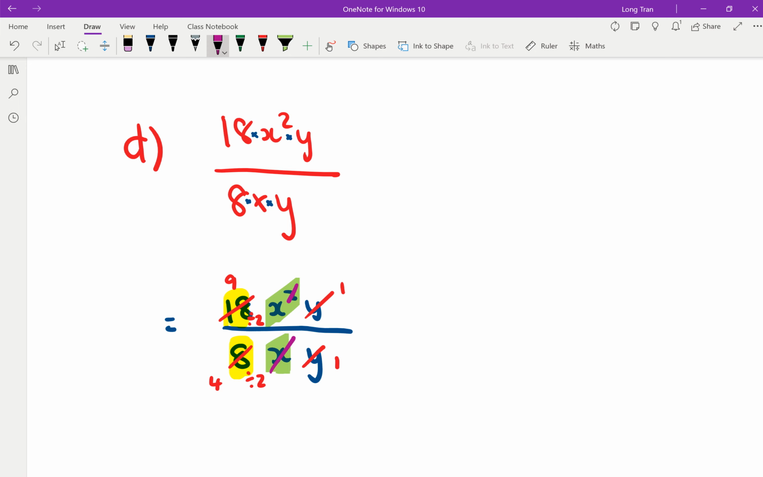So 1 away from the 2, now you're left with x to the power of 1. So your final answer after going through all that is 9x¹y¹ all over 4, and that's it. Okay, and you don't need to write the 1s up there, I'm just writing it. And that's how students would have done it back then.